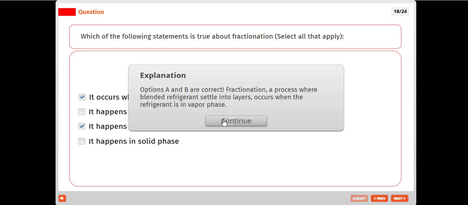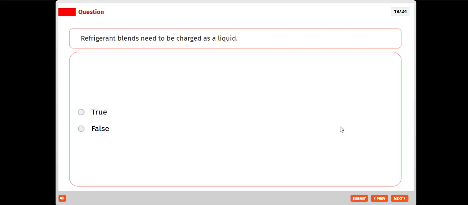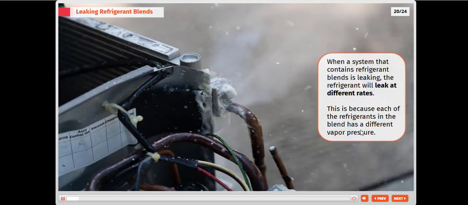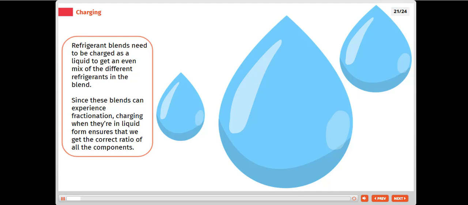Refrigerant blends in vapor need to be charged as liquid. When a system that contains refrigerant blends is leaking, the refrigerant will leak at different rates. This is because each of the refrigerants in the blend has a different vapor pressure. Refrigerant blends need to be charged as a liquid to get an even mix of the different refrigerants in the blend. Since these blends can experience fractionation, charging when they're in liquid form ensures that we get the correct ratio of all the components.